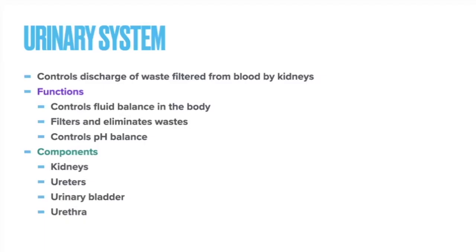Our urinary system controls our discharge of waste. It helps control our fluid balance in the body. It filters and eliminates the waste. It also controls our pH balance.